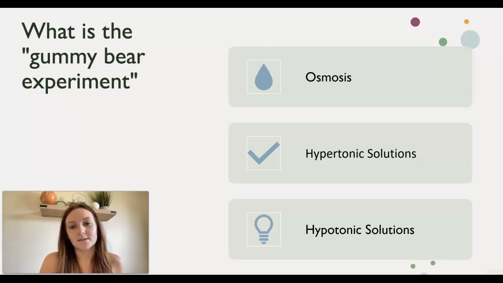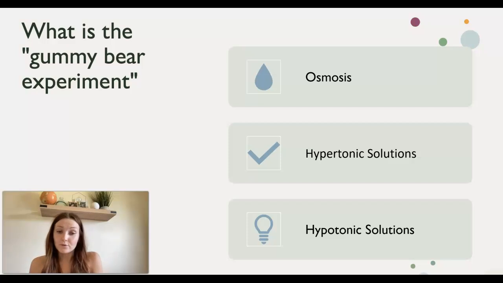So what exactly is the gummy bear experiment? So we'll start off talking about some terms that I'm going to use throughout the presentation. Osmosis occurs when liquids flow through a semi-permeable membrane and from a diluted environment to a concentrated environment. So that's going to be really important when we talk about what happens to the size of the gummy bears in the water solutions.